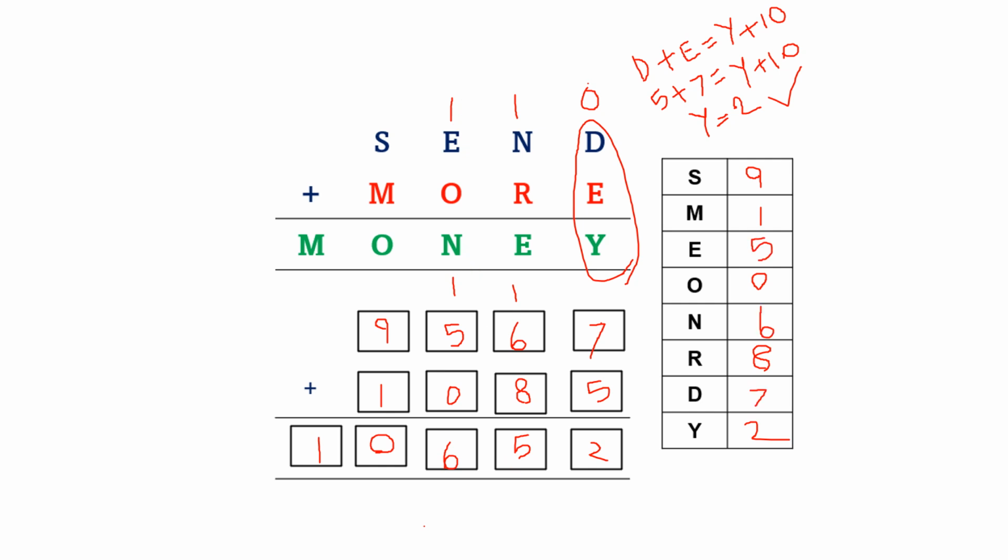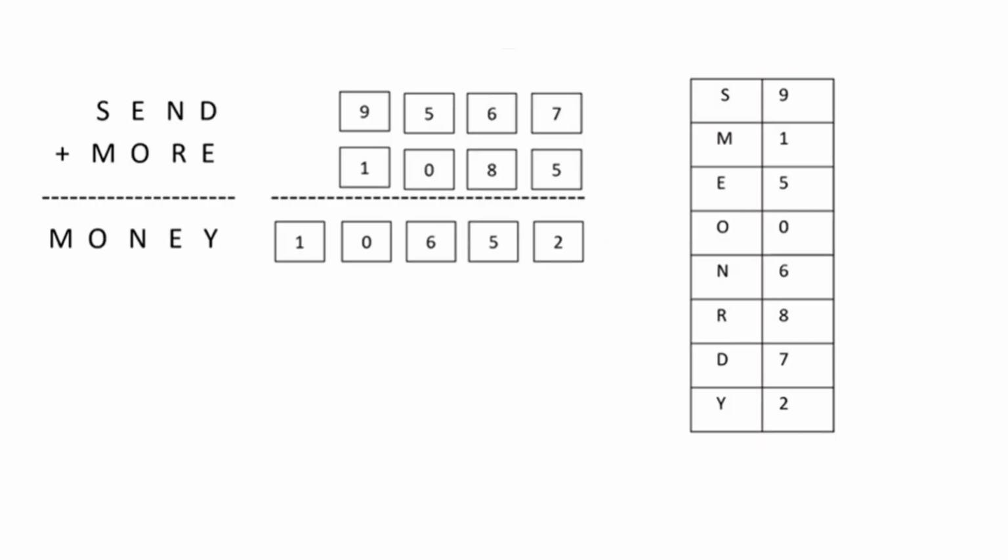So we got the values for SEND. The table we have the unique values. So it's going to be SEND is 9567 and MORE is 1085. Instead of SEND plus MORE, it's going to result that MONEY is 10652. This way we are going to solve the cryptarithmetic problem.